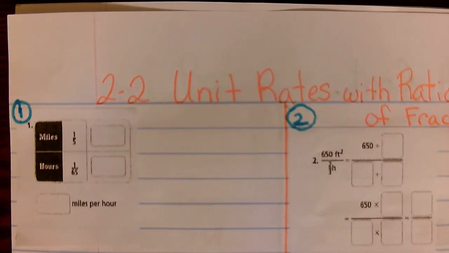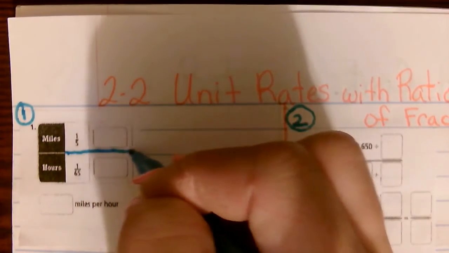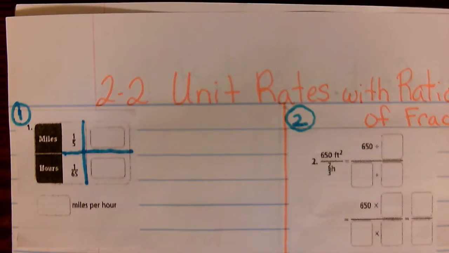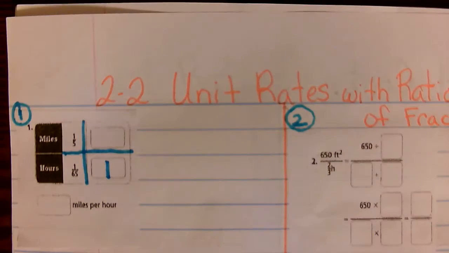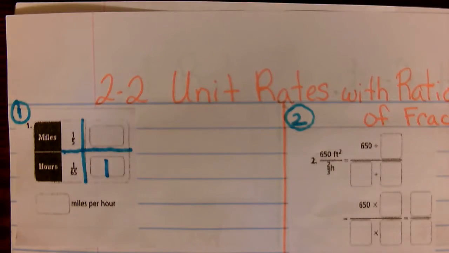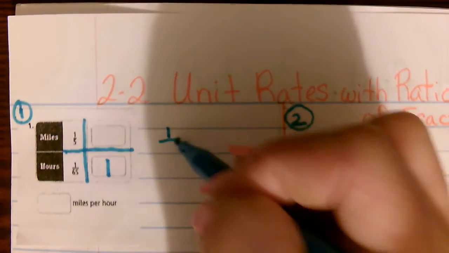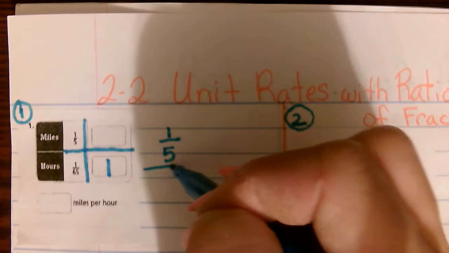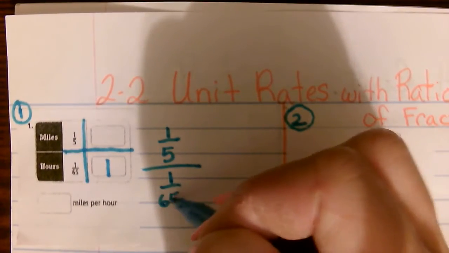So I'm going to align this with number 1 for you, and let's take a look. I'm going to just draw a line here and here for more visibility. And if we're using unit rate, that means we're wanting to find what this is to 1. So what we have here is 1/5 over 1/65. So that's the same as 1/5 over 1/65. Okay?